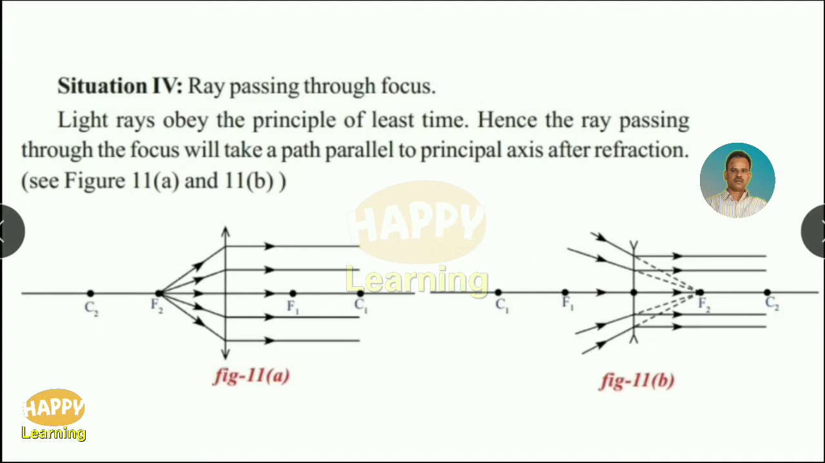Similarly, in case of a concave lens, these rays are trying to reach the point P, but after crossing the concave lens, they become parallel to the principal axis. The rays trying to converge, trying to reach the point focus, are becoming parallel to the principal axis after crossing through the lens.